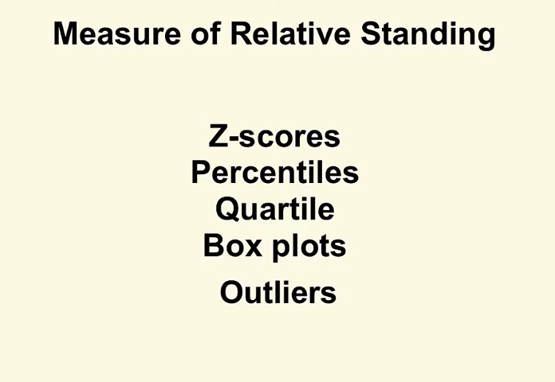Welcome back. We are continuing our lesson on measure of relative standing. In the last two lessons, we looked at z-scores and percentiles. In this lesson, we're going to look at quartiles, outliers, and box plots, and we'll finish our section on measure of relative standing. So let's start by looking at quartiles.